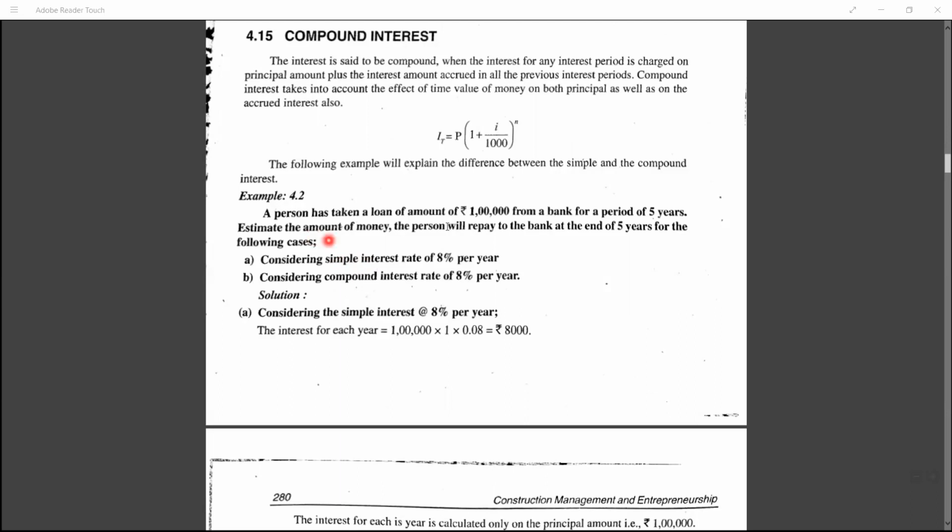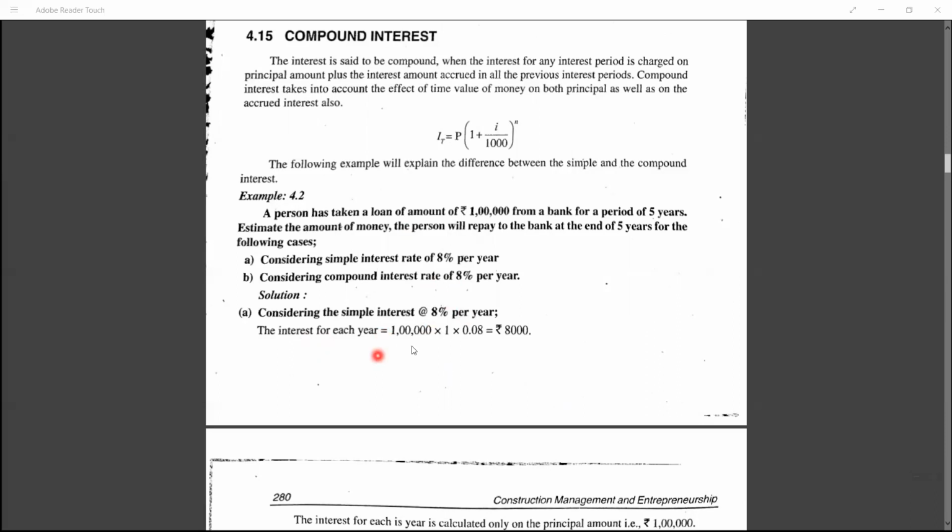The person has taken a loan amount of 1 lakh from a bank for a period of 5 years. Estimate the amount of money the person will repay to the bank at the end of 5 years for the following cases. Considering simple interest rate of 8% per year, considering compound interest rate as 8% per year. Then considering the simple interest at 8% per year, these values may change also.